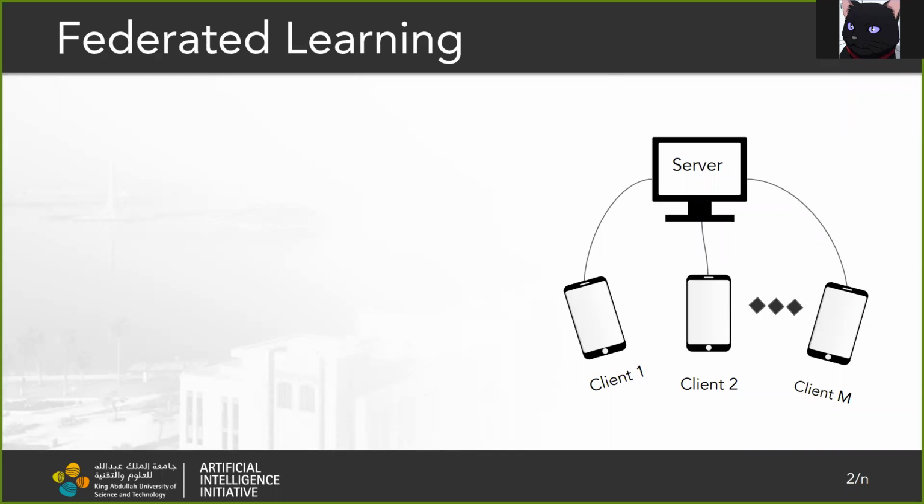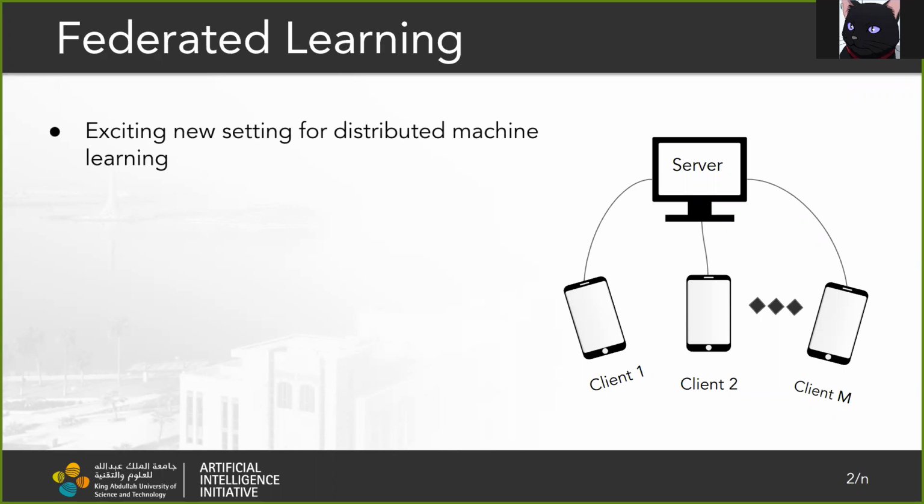So the setting of federated learning is as follows. We have a server, and this server is connected to multiple clients, also known as devices. And here, we are going to assume that there are M of them. This is an exciting new setting for distributed machine learning because, as you can see, the devices here are often things like mobile phones or devices that are beyond the traditional paradigm of distributed learning.